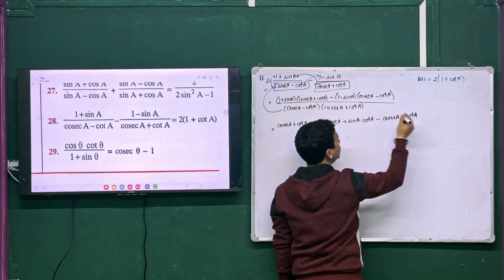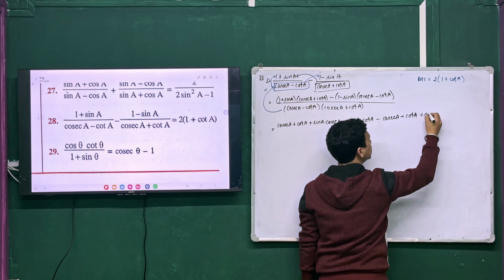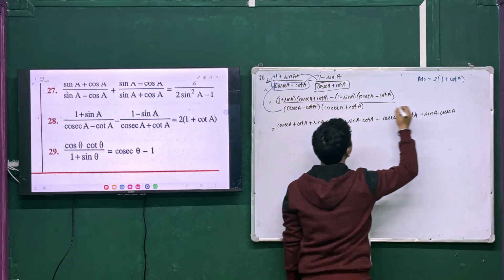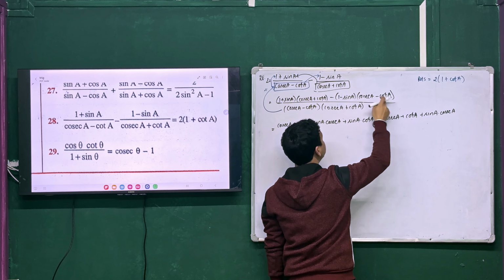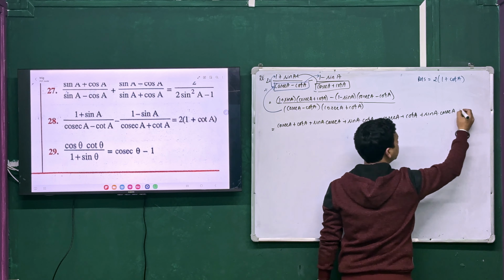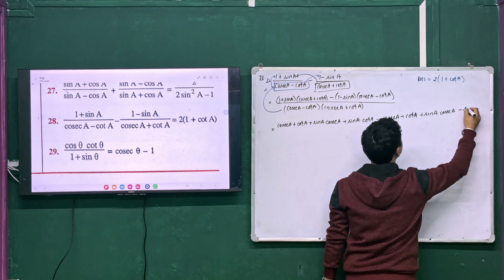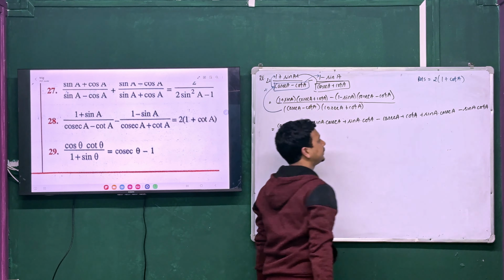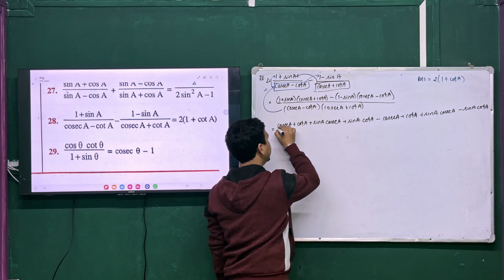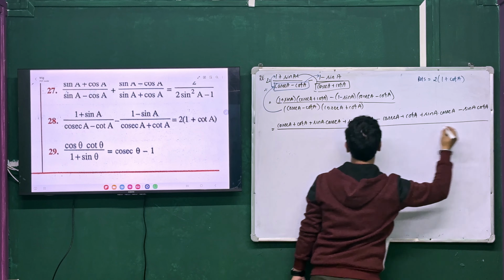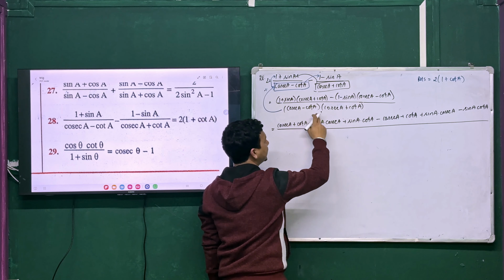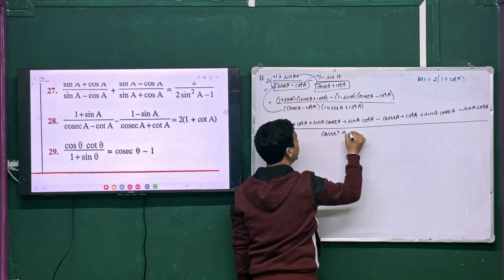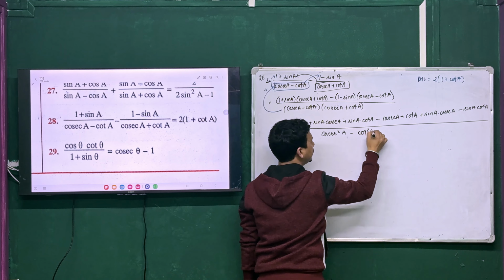Then minus sine into cosec. So plus sine A cosec A. And then minus plus, and this minus will make it minus sine A cot A, divided by cosec minus cot, cosec plus cot. So that will give you cosec square A minus cot square A.